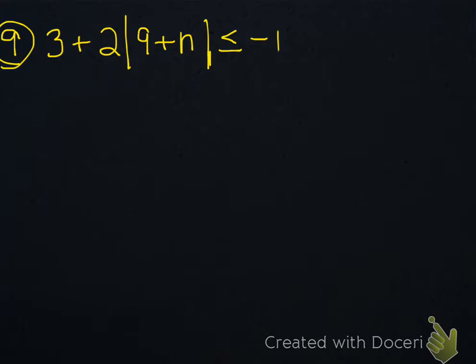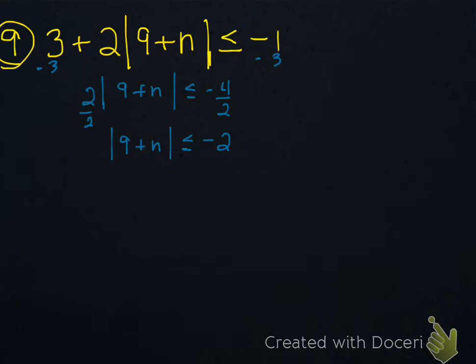Okay, number 9. Number 9, we got to do quite a bit of math to get our absolute value by itself. First thing we're going to have to do is get rid of that 3. So I'm going to subtract 3 from both sides. Okay, that's going to be giving me a 2 with my absolute value, less than or equal to -4. Now we got to divide by 2. Get rid of that 2. Remember, you cannot distribute. Sounds like a bad record.